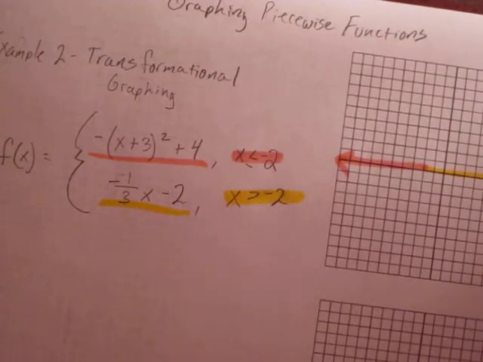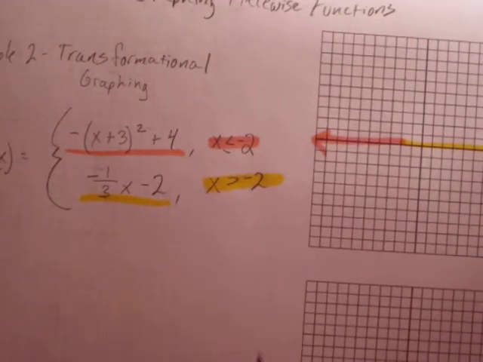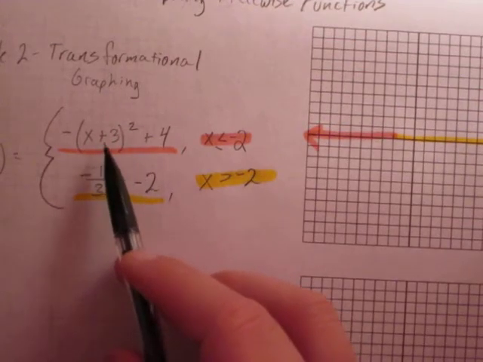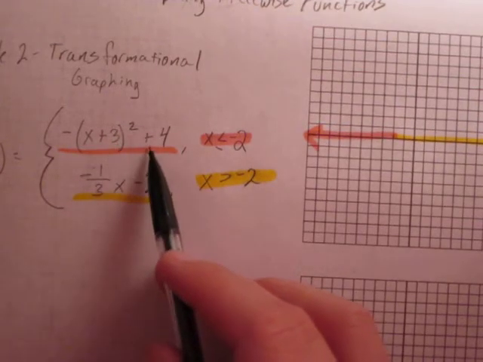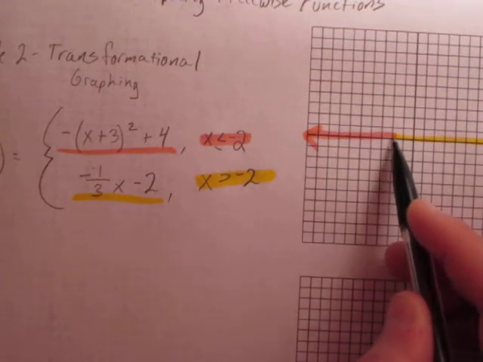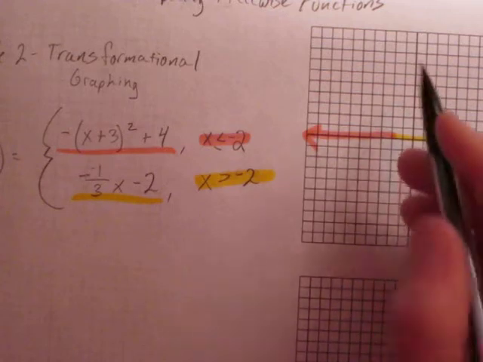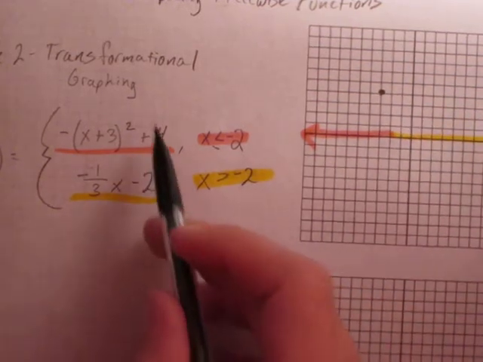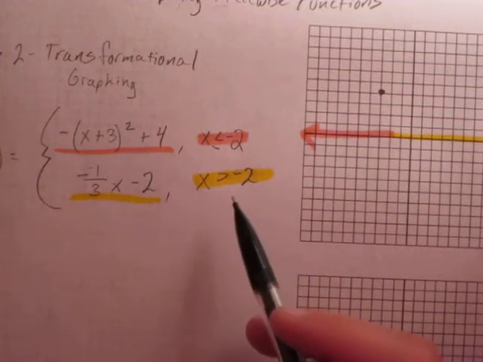But we're not going to use tables like we did on the last example. Instead, we're going to use our knowledge about transformational graphing. We know that this is a quadratic graph shifted to the left 3 and up 4. So if I start at the origin and go left 3 and up 4, that gives me what I'll call the new origin for this translated graph.